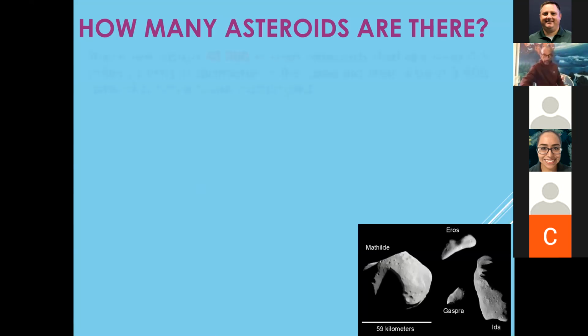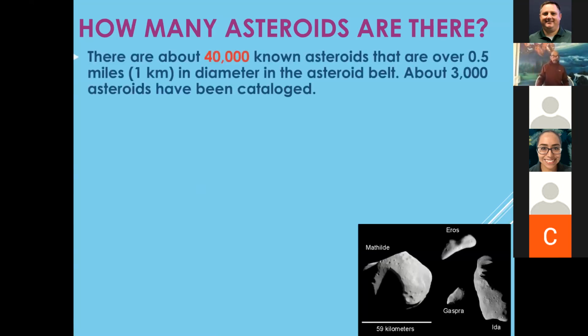How many asteroids are there? Boy, that's an interesting question. There are about 40,000 known asteroids that are over 0.5 miles in diameter in the asteroid belt. About 3,000 asteroids have been cataloged. There are many smaller asteroids, 100,000.